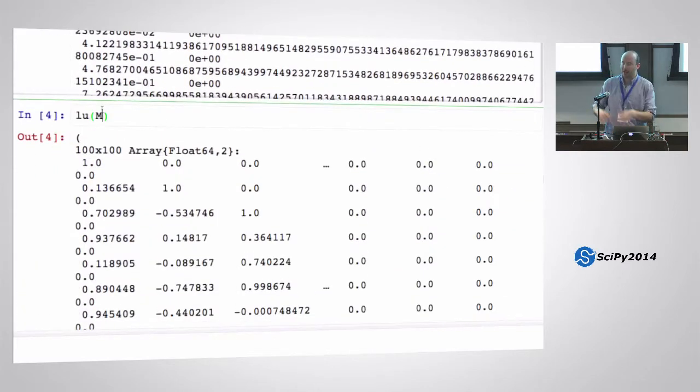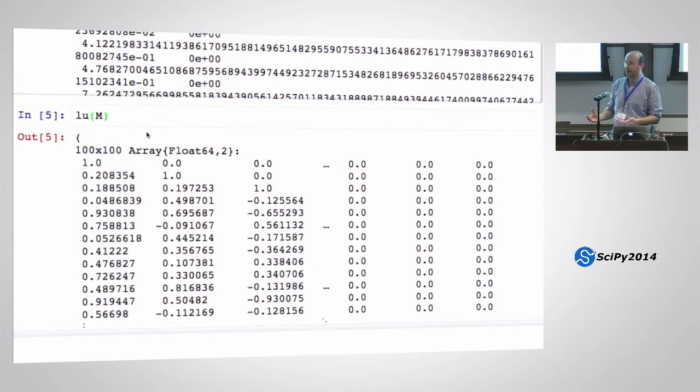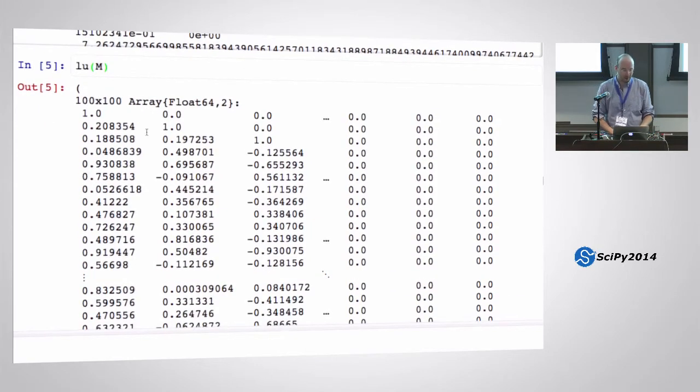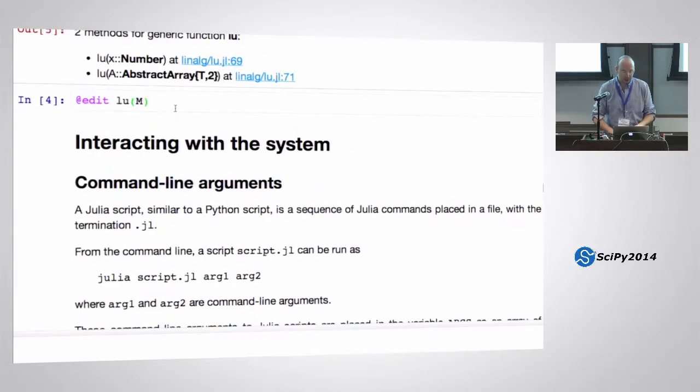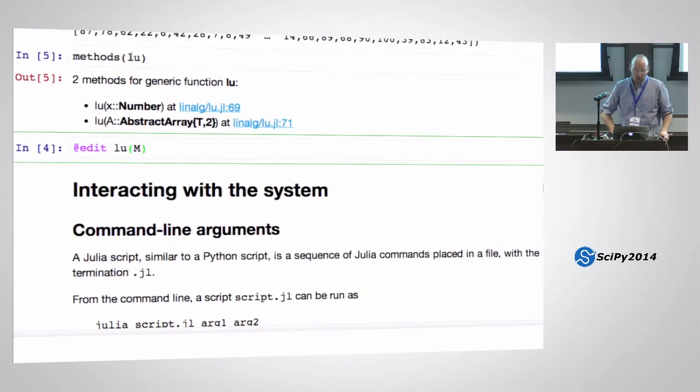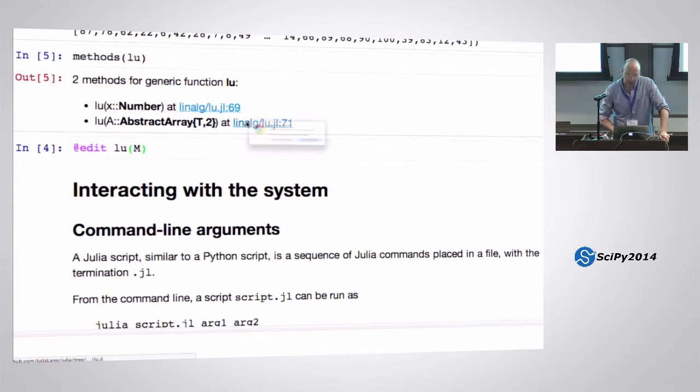But when it's doing LU on a standard floating point matrix, it does use the standard LU stuff. So let's have a look at that. What are the methods for this LU function to do this decomposition? Here they are. So there it is.